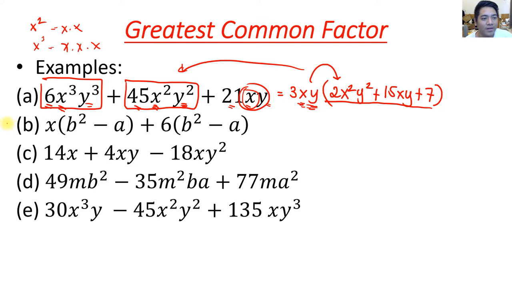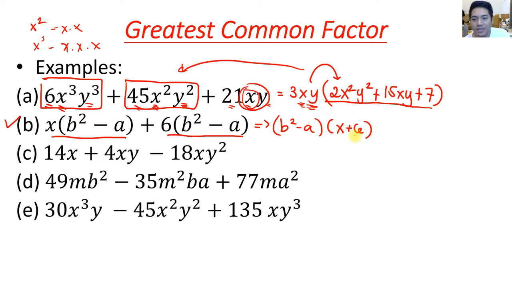Moving on to the second one. You have x times the quantity b squared minus a, plus 6 times the quantity b squared minus a. This is pretty easy. We know that in both terms we have the quantity b squared minus a. We can factor that out because it is common to both of the terms. So you factor out b squared minus a, and all you have left is x plus 6. So you factored out b squared minus a.